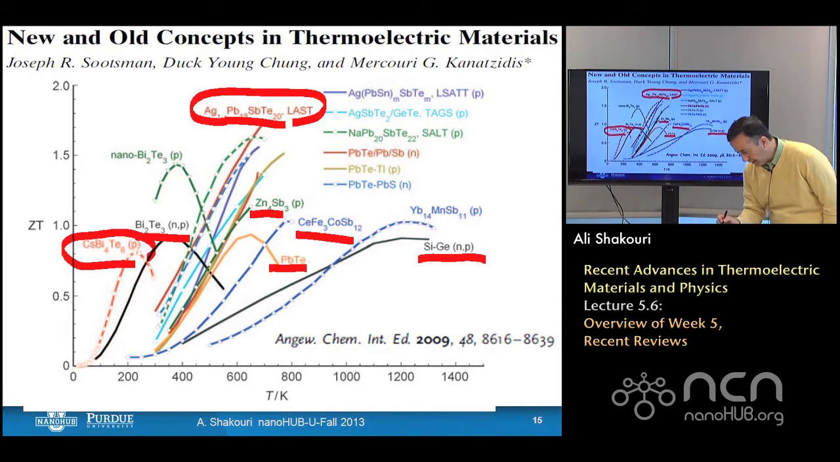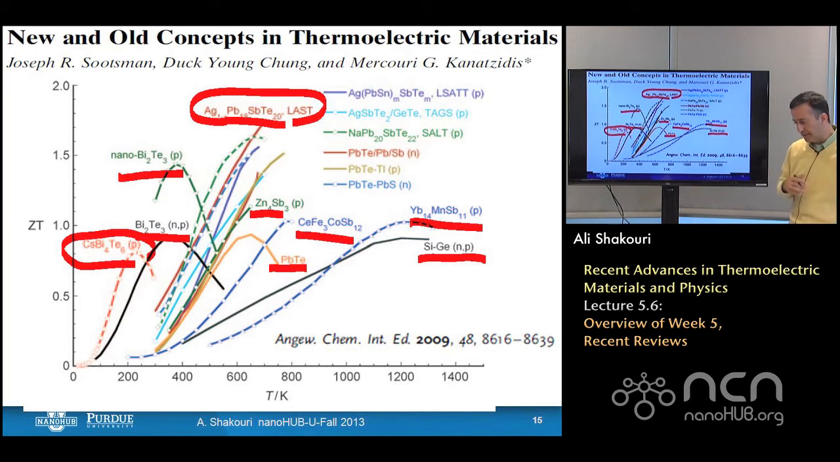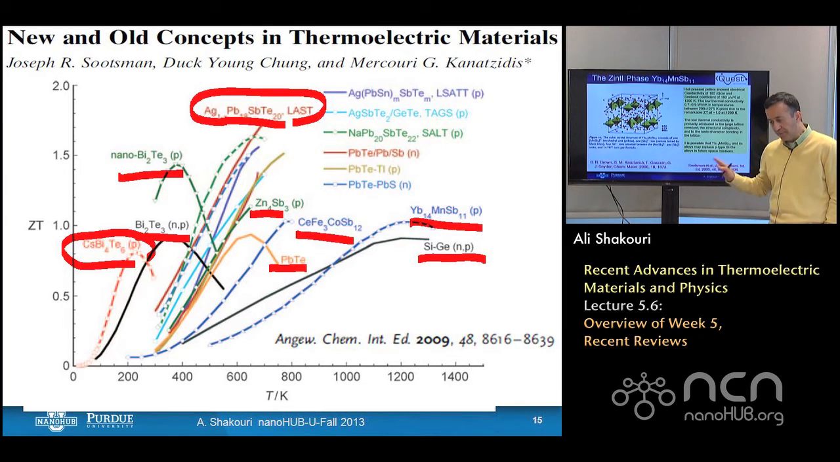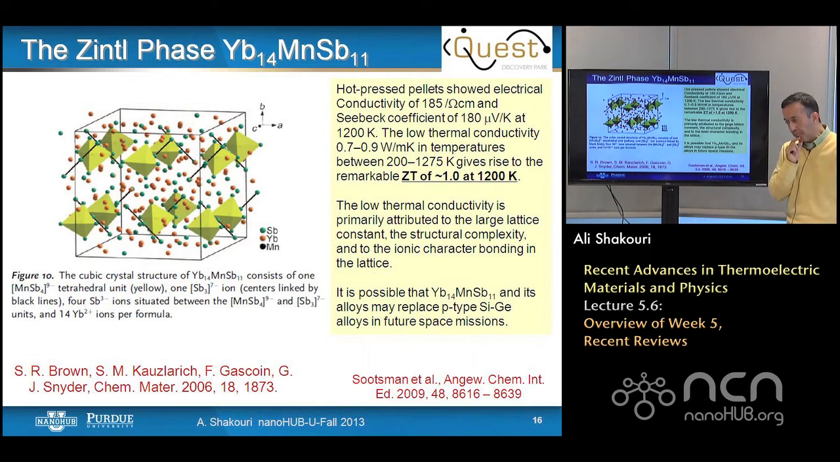And another material system with success is nano bismuth telluride. And at high temperatures are Zintl phase materials. These two are the ones that I want to quickly introduce here for completeness. You can look at these review articles or the original research articles to see how they work.